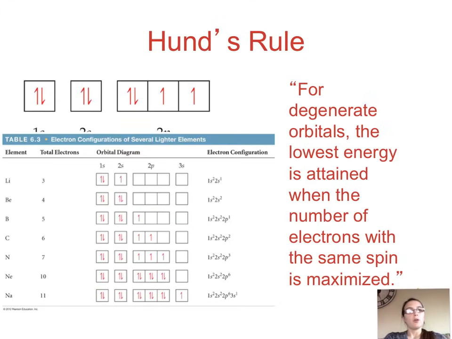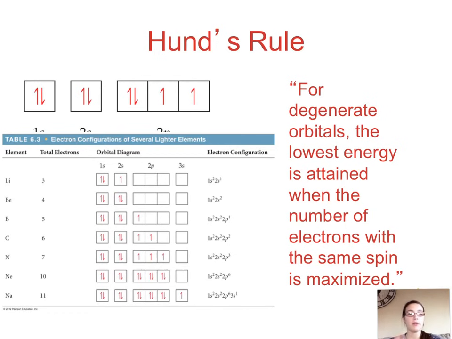So as we look at orbital diagrams, it's important to know Hund's Rule. Hund's Rule states that for degenerate orbitals, the lowest energy is attained when the number of electrons with the same spin is maximized. So Hund's Rule is based on the fact that electrons repel one another.